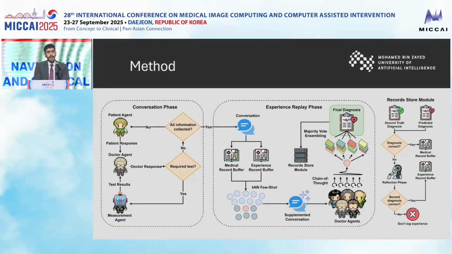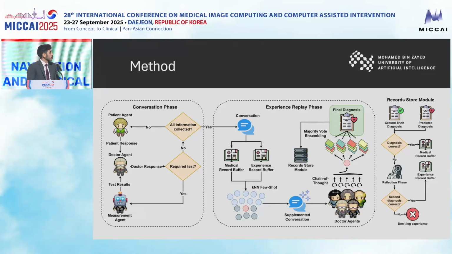Each agent is basically fine-tuned and prompted on a different task. Each agent performs a chain of thought. They reason on their own. Once they form their own independent diagnosis, we then perform majority vote ensembling. What that basically means is the most common diagnosis between all of these doctor agents is what's picked as the final diagnosis. And that final diagnosis is passed into our record store module.